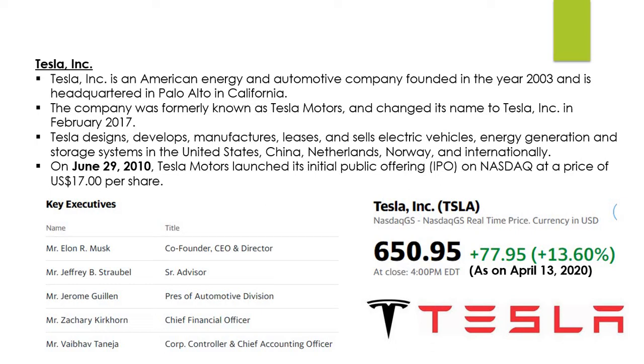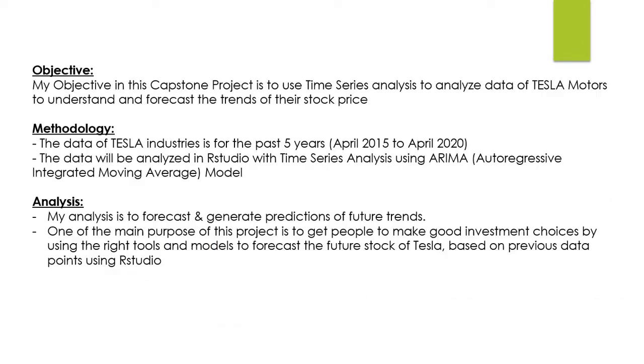On June the 29, 2010, Tesla Motors launched its IPO on NASDAQ at a price of $17 per share. And this is the price as on April 13, 2020, $650.95. And this is the Tesla logo. Elon Musk, who is the co-founder and CEO and director of Tesla. And these are the other key executives associated with the company.